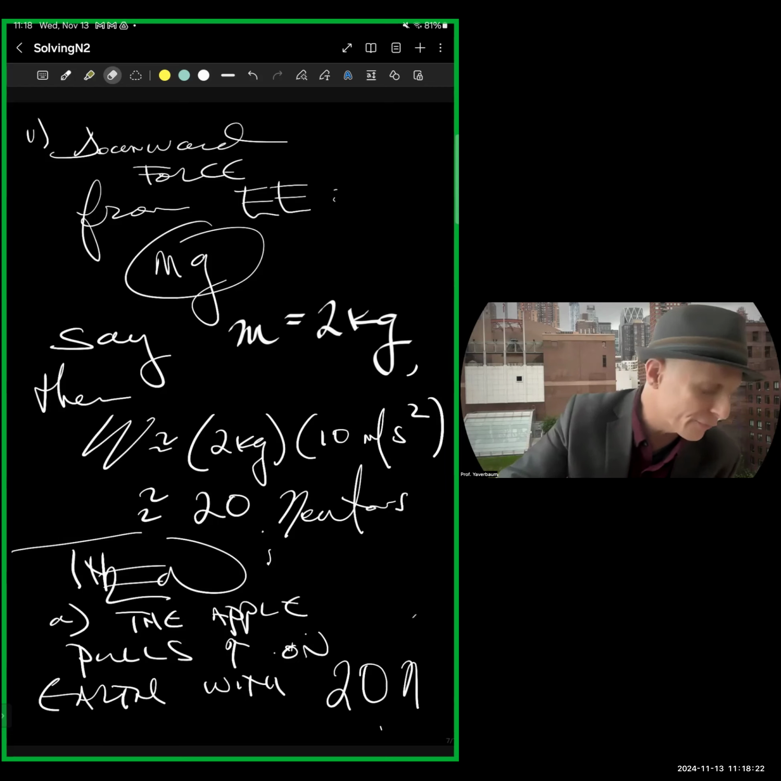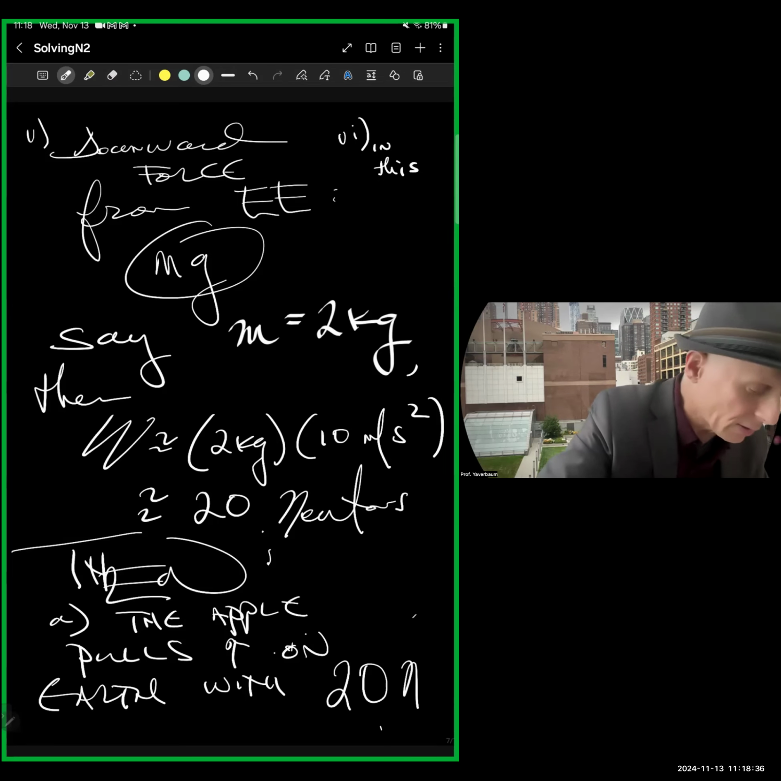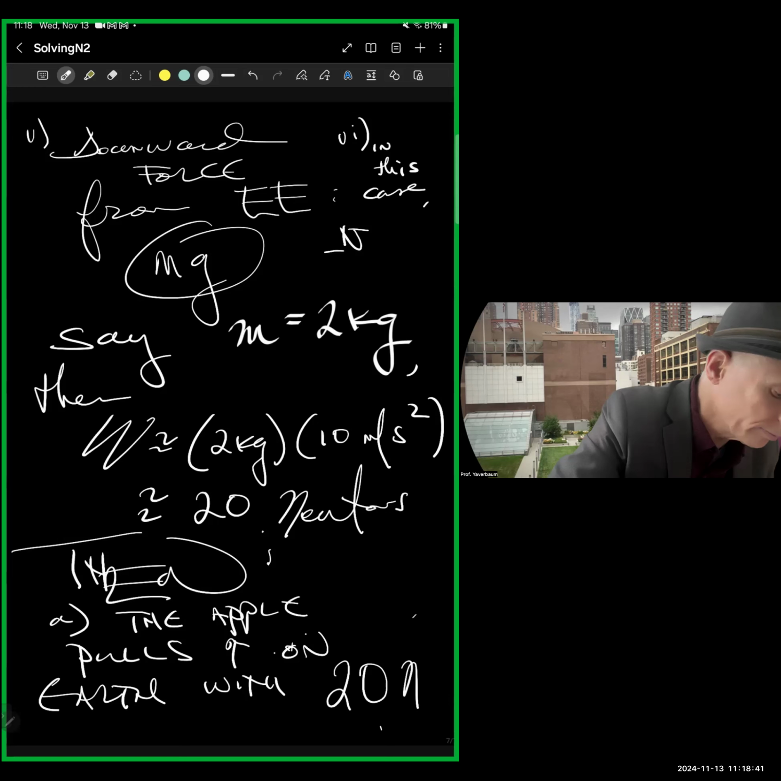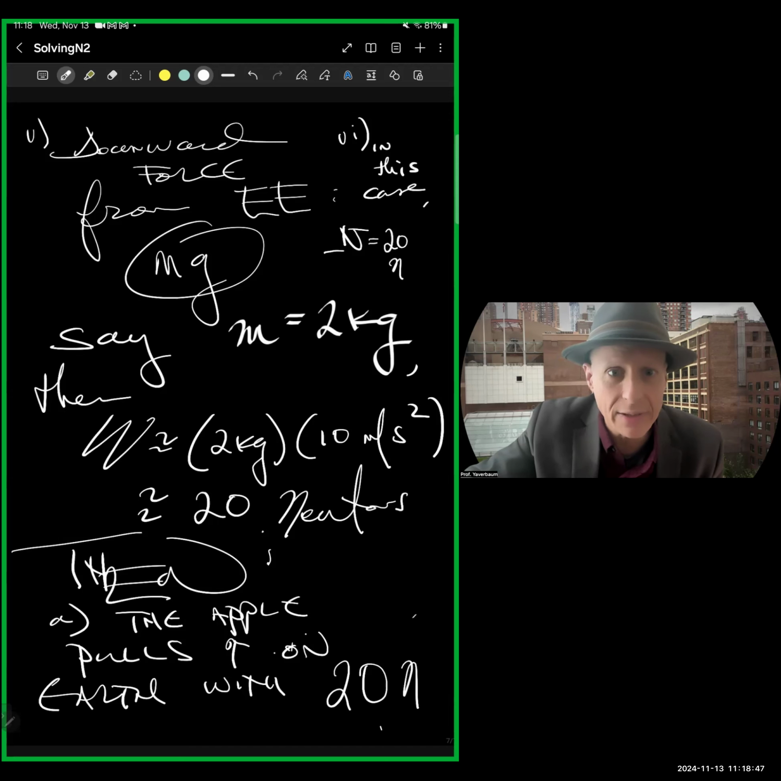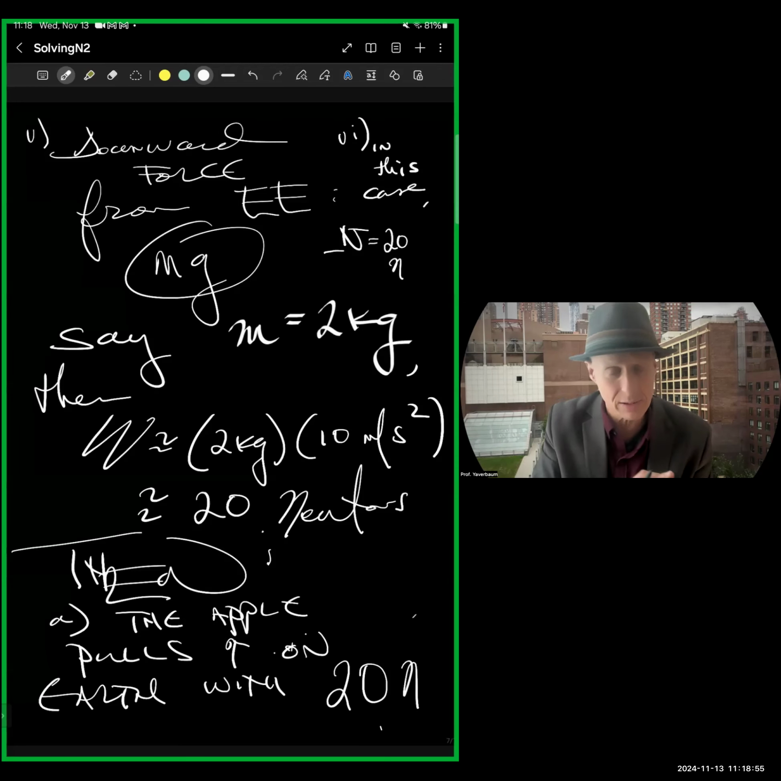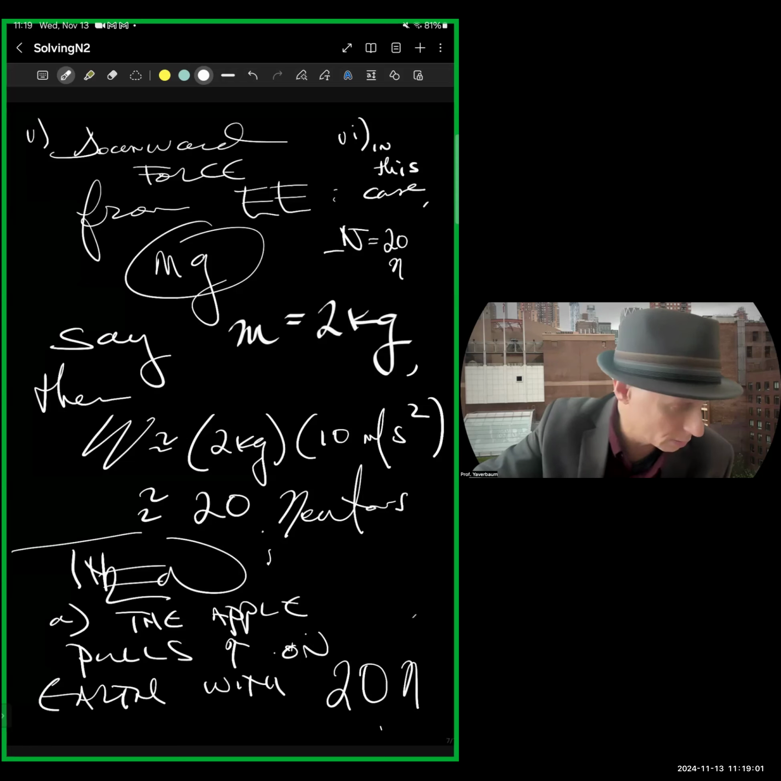Okay. And then finally, 6, we already did. What is the upward force that the table has to push up with? So in this case, if the apple's weight is 20 newtons, then yes, the table is pushing up on the apple with a force of 20 newtons. So those are the questions that were being asked in the original homework.